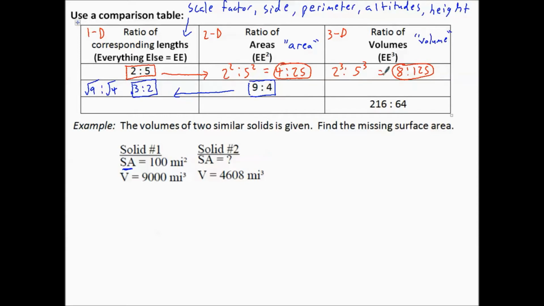That means we already know how to end up at volume. We do the same thing we did up here. Cube both of your numbers. You're going from one dimension to 3. So 3 cubed, compare it with 2 cubed. You get 27 to 8.